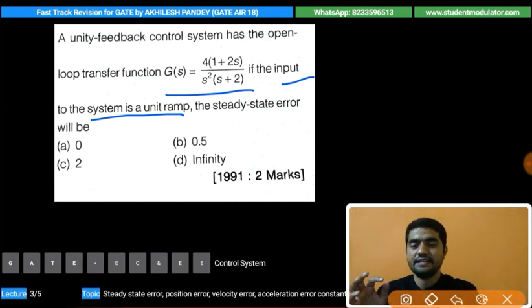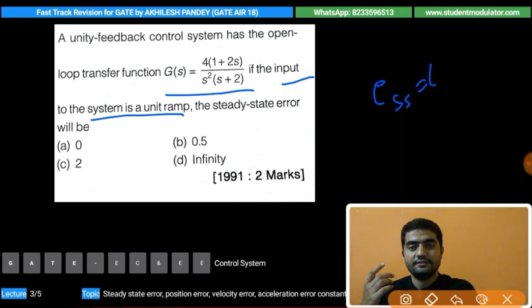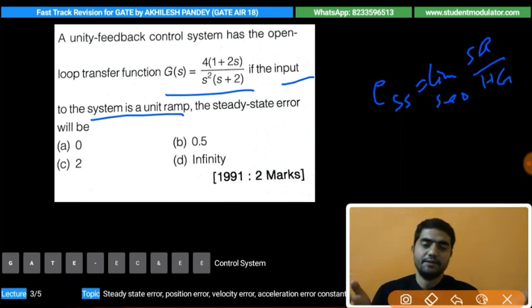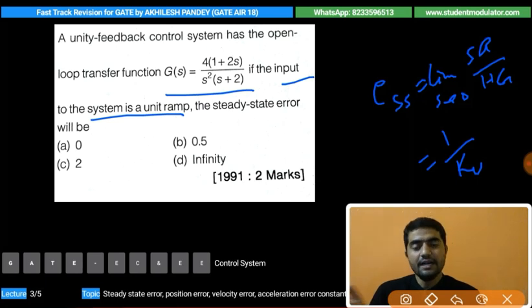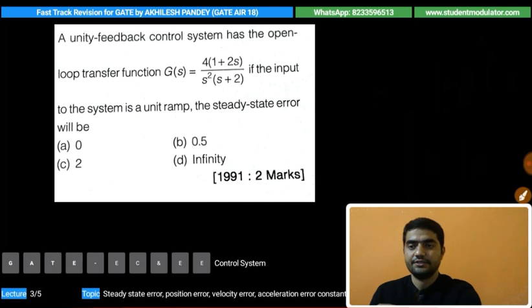If the steady state error is asked, then you can also solve it using this formula, limit s tends to 0 of sR upon 1 plus G, and then put R as 1 by s square, but it will be so lengthy. So better you remember that if we are talking about the unit ramp, it means we have to find the velocity error constant, and finally for getting ess, we apply the formula 1 upon Kv. So let's find the velocity error constant first and then the steady state error for this question.